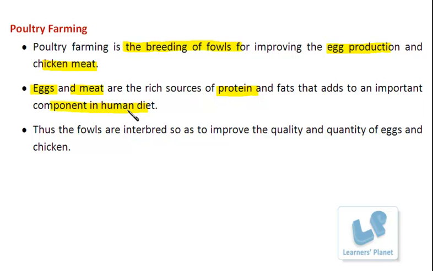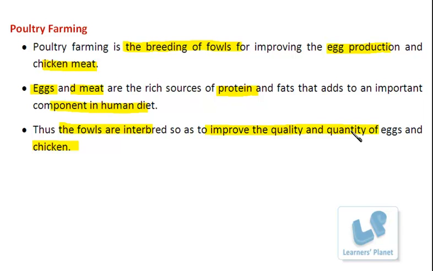Now in this case, as we are concentrating on these two products, that is eggs and meat, for this particular purpose the fowls are interbred. This interbreeding or crossbreeding takes place so as to improve the quality and the quantity of the eggs. Not only the eggs, of course the chicken also. Chicken is used for the purpose of meat, and eggs definitely have their own importance. So basically this improvement is related to the quality and quantity of eggs as well as chickens.